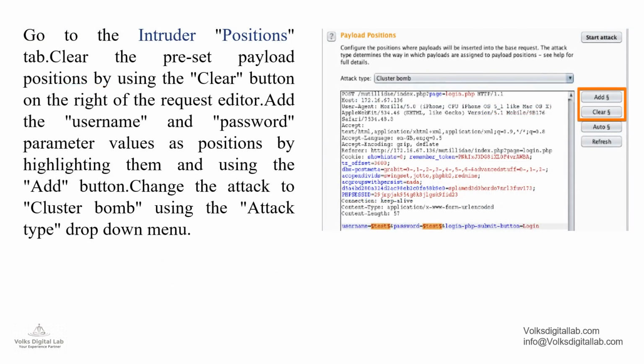Go to the Intruder Positions tab. Clear the preset payload positions by clicking the Clear button on the right of the request editor. Add the username and password parameter values as positions by highlighting them and using the Add button. Change the attack type to cluster bomb using the attack type drop-down menu.